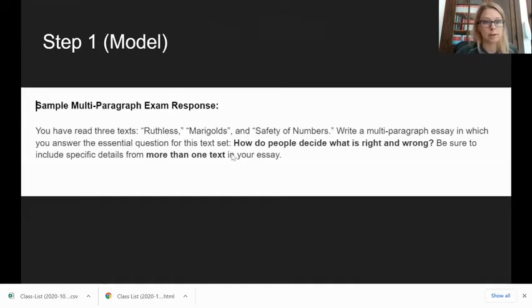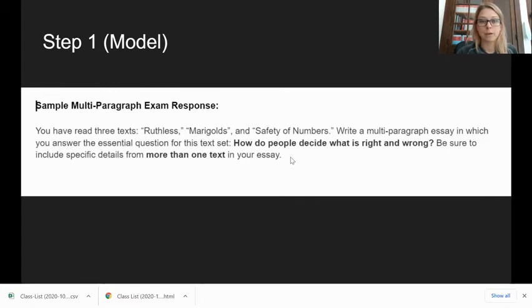All right, here are the directions. Let me read them. Sample multi-paragraph exam response. You've read 3 texts, Ruthless, Marigolds, and Safety of Numbers. Write a multi-paragraph essay in which you answer the essential question for this text set. How do people decide what is right and wrong? Be sure to include specific details from more than one text in your essay.